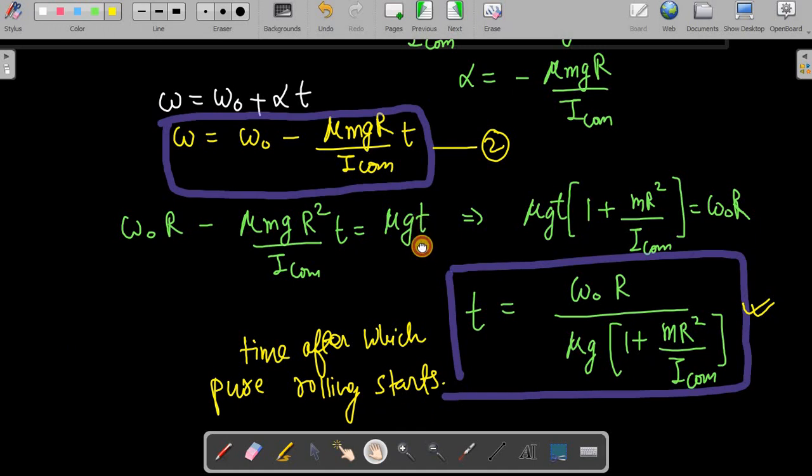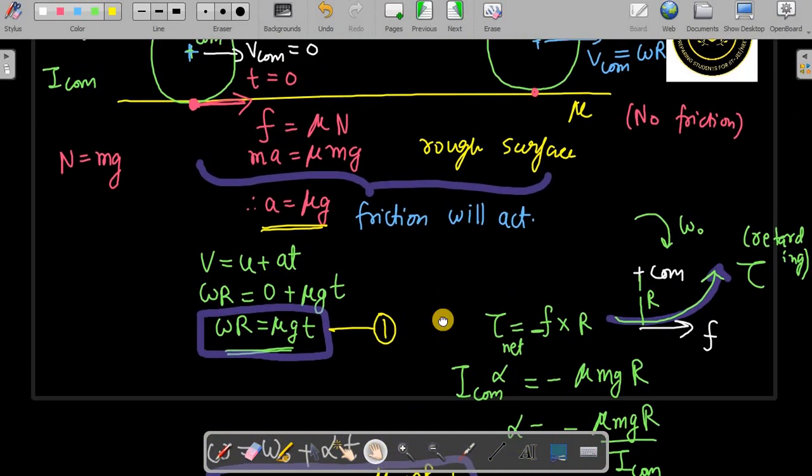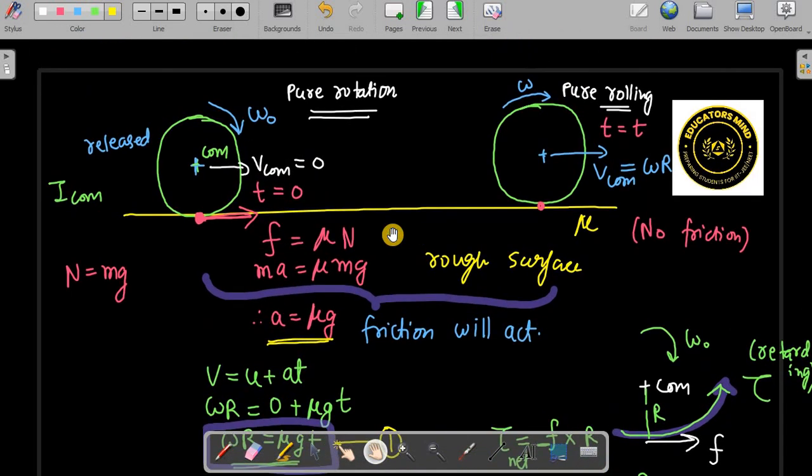Then let us go to the next. So this is what pure rolling is, uniform pure rolling. Then let's go to the next.